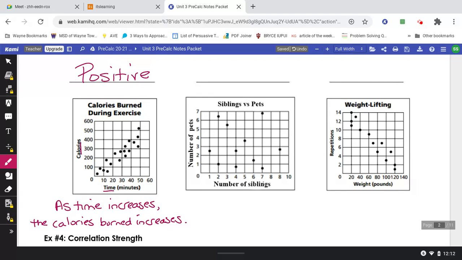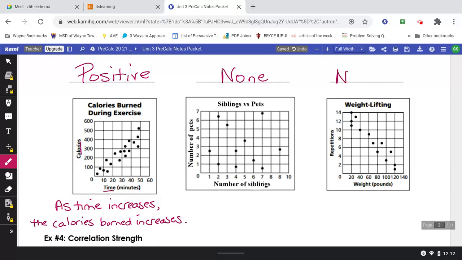All right, you've got this middle one here, which is just siblings versus pets, how many siblings somebody has and how many pets they have. Those look like they have nothing to do with each other, so we say there is no correlation, so the correlation would be none. And you're not able to write a sentence for that because the amount of siblings does not affect how many pets you have.